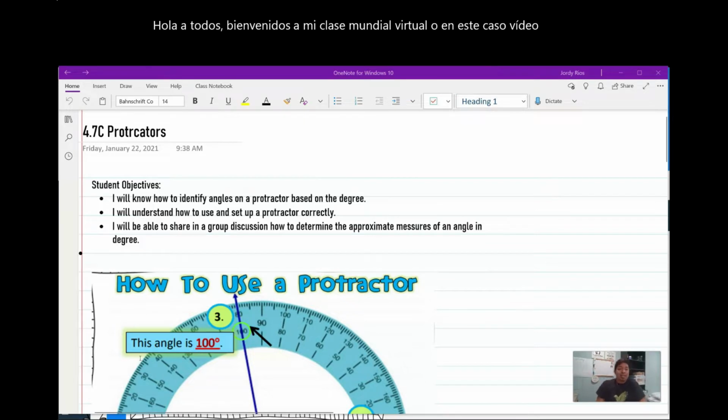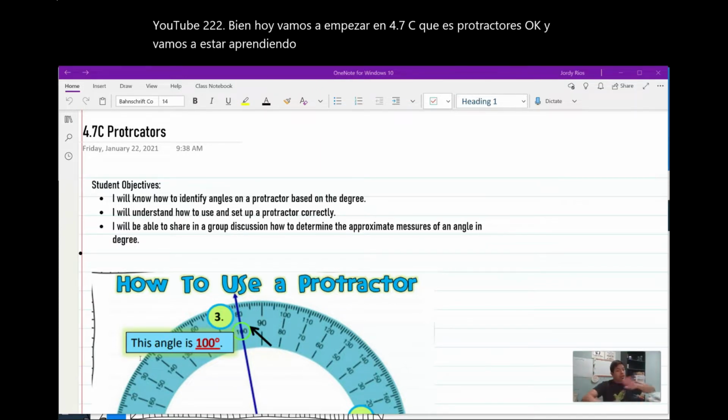Okay, today we're going to get started on 4.7c, which is protractors, okay? And we're going to be learning about how to use protractors.